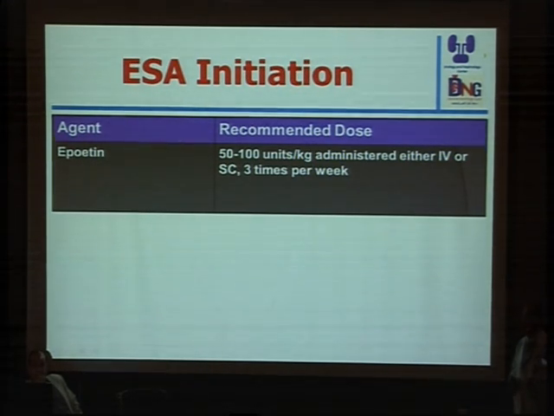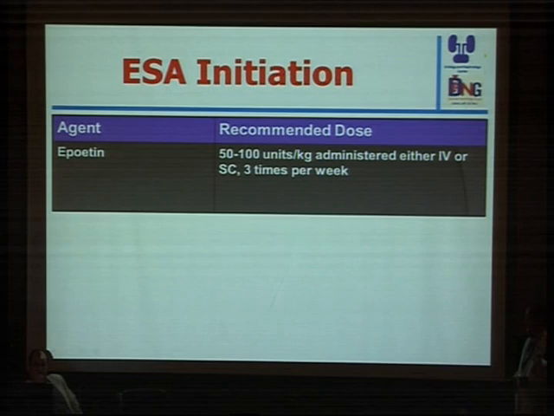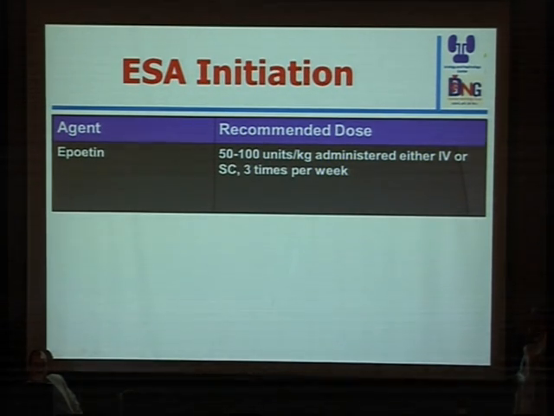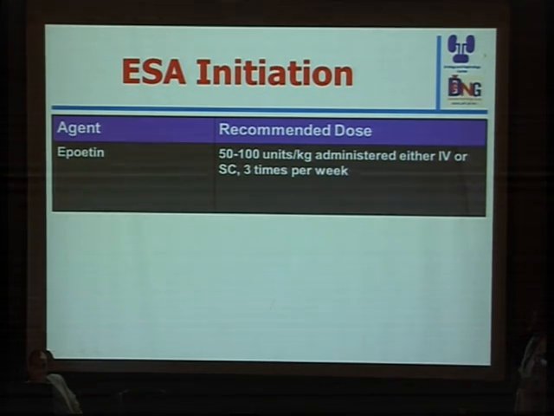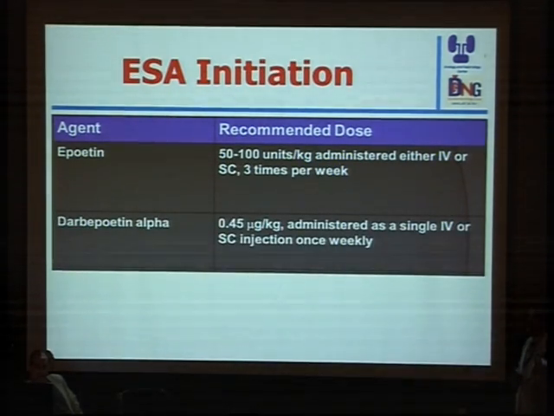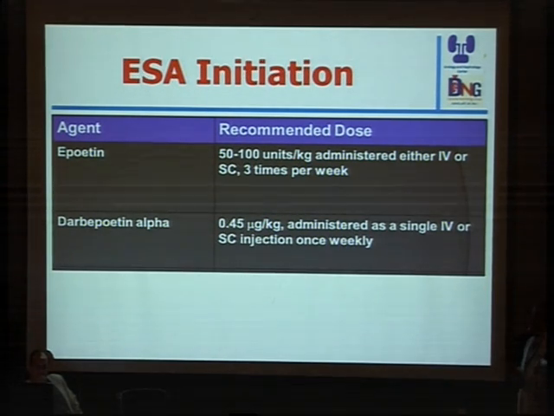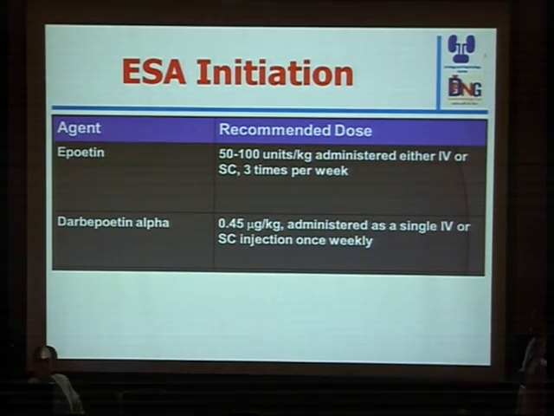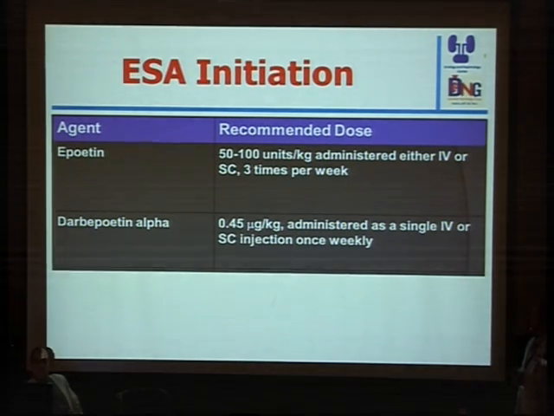What about the dosage? According to the form you have. If you have epoetin, this is the dose recommended: 50 to 100 units per kg, administered either intravenous or subcutaneous 3 times per week. So this is short acting, and this is for epoetin alpha or beta. For darbepoetin alpha, the dose is 0.4 to 0.5 microgram per kg, single dose weekly, subcutaneous or intravenous. And these are the doses for initiation of treatment.